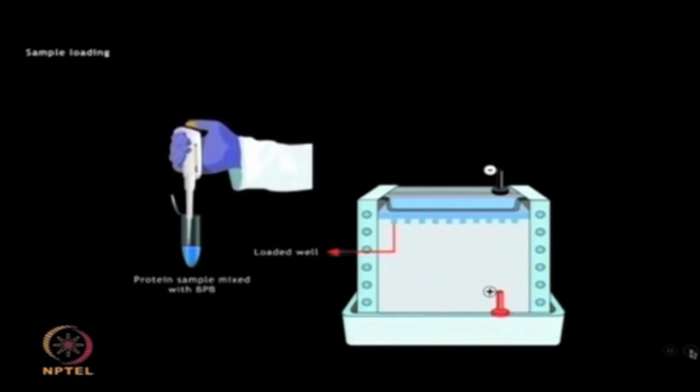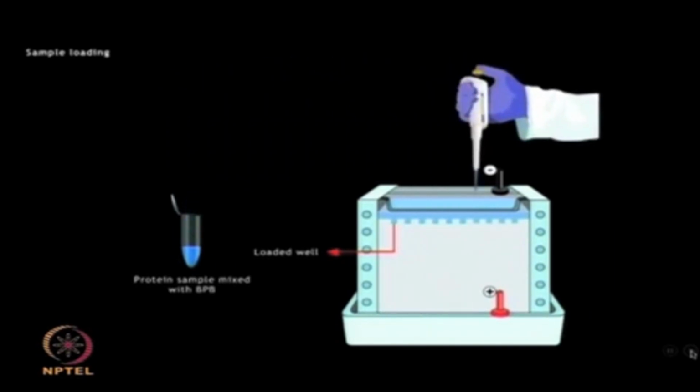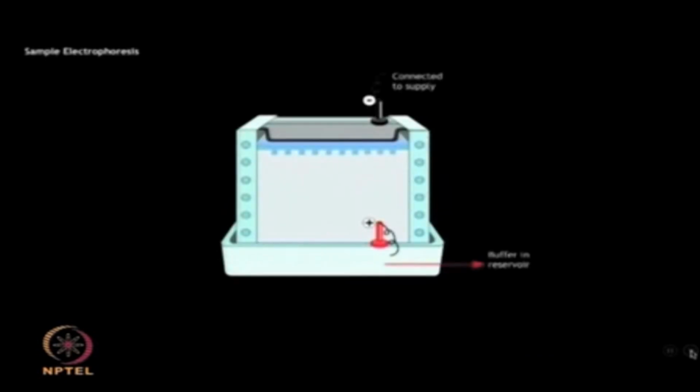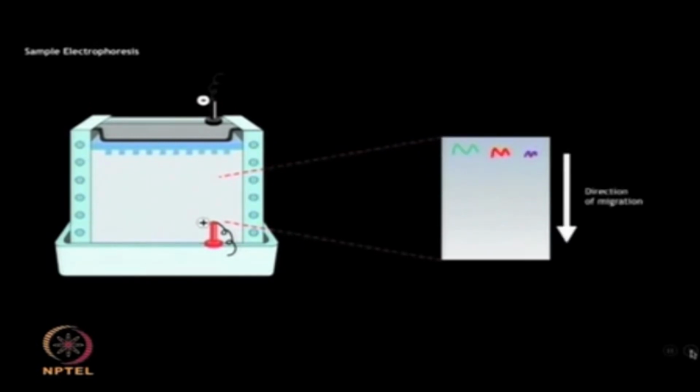Once all the samples are loaded, you can take this unit and move it into an electrophoretic apparatus. A direct current supply between 100 and 350 volts is passed, depending upon the size of the gel, for a time sufficient to separate the protein mixture into discrete bands based on their molecular weight. The progress of electrophoresis can be observed with the help of a tracking dye.